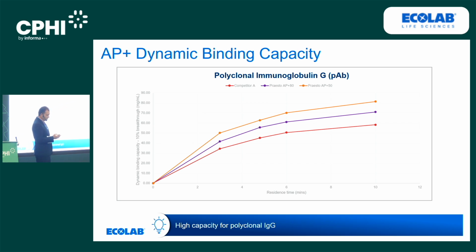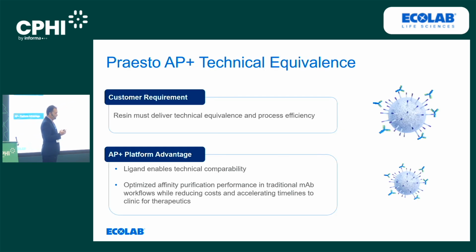The other thing is, for example, equivalency. The ligand that we have in both resins, in the 50 micron version and the 80 micron version, performs quite similar to the standard that you would expect from the market in terms of binding capacity, in terms of life expectancy, in terms of elution profile, thinking on, for example, elution pool volume, thinking on HCP removal, DNA removal.